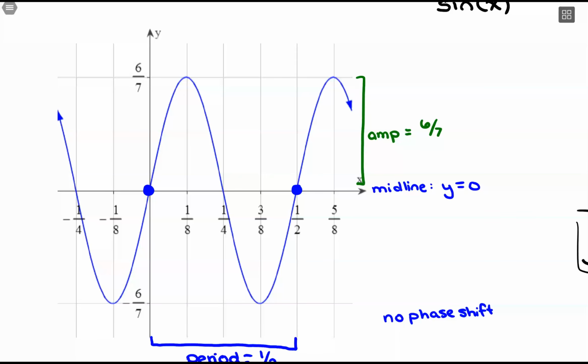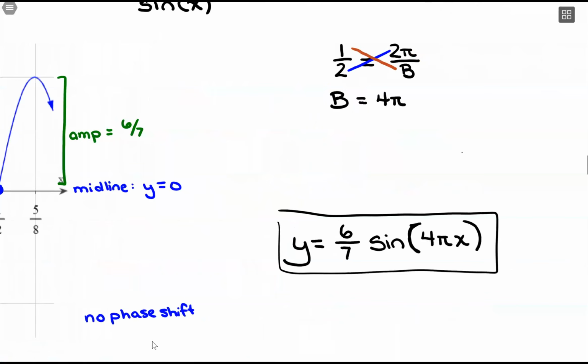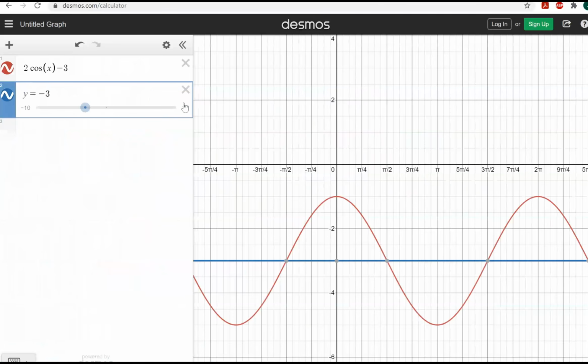Actually, let's do that with this one, since the axes are kind of interesting, and just show you how to get to that same spot. So, go to Desmos, and we're plugging in our 6/7.